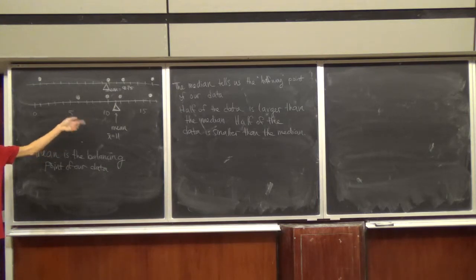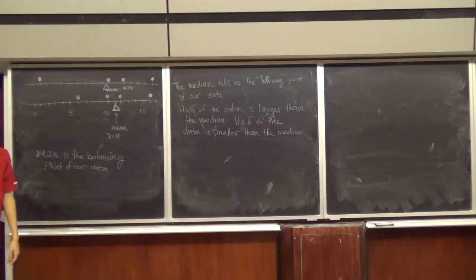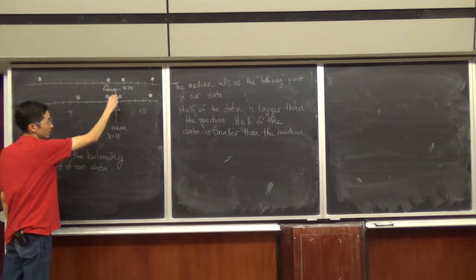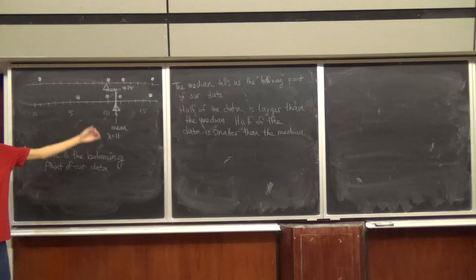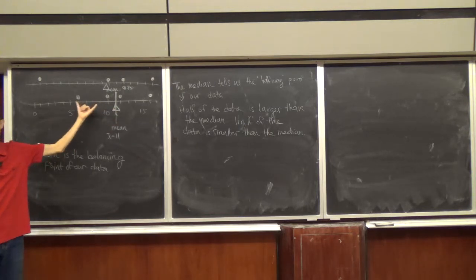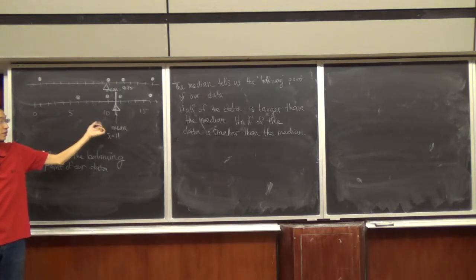Let's think of the Baker family again. What is the median age of the Baker family? So I have 4 children. I can draw a line right here at 11. And that means half of the children, 2 out of the 4, are older than 11, and 2 out of the 4 are younger than 11. So the median age of the Baker family is 11.